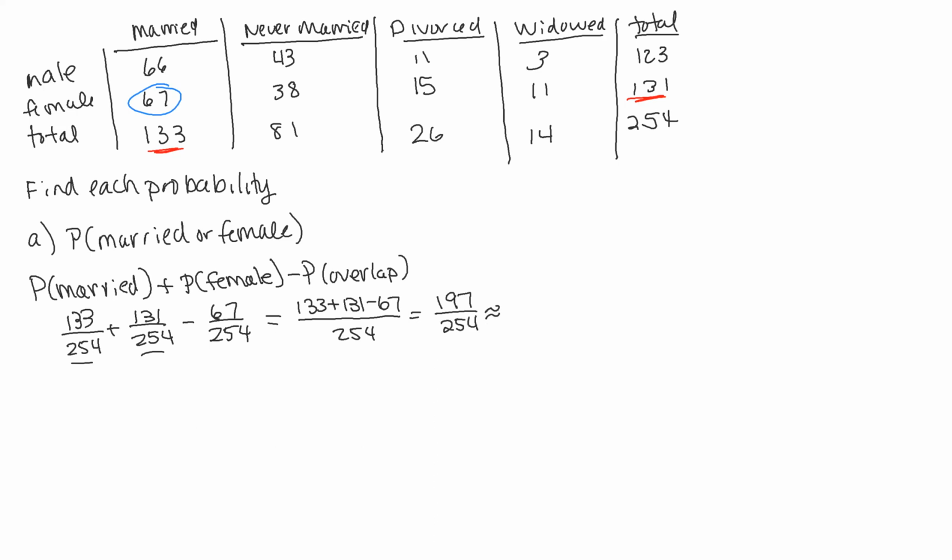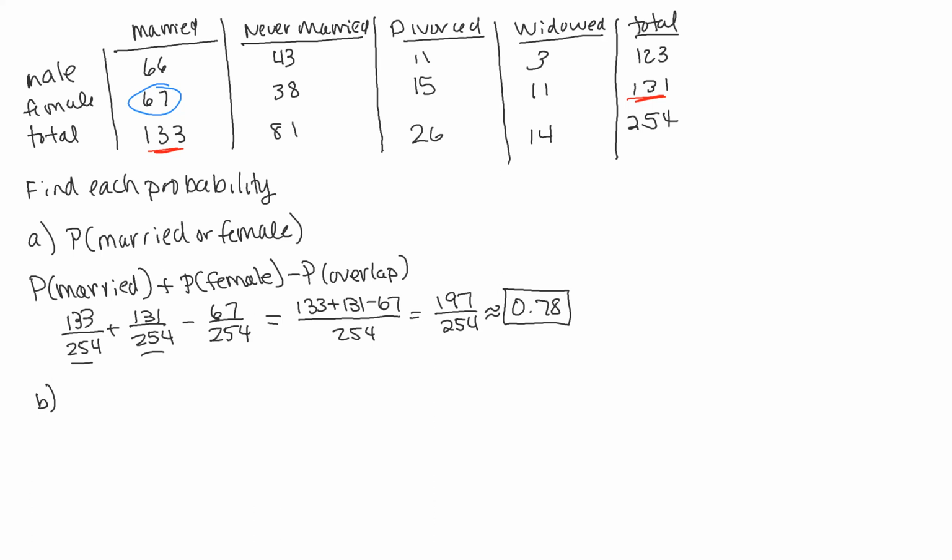And then I'm going to go ahead and write this as a decimal rounded to 2 decimal places. So we get 0.78. So if you select one person from this table, the probability that you get a woman or somebody married is 0.78, so 78%.